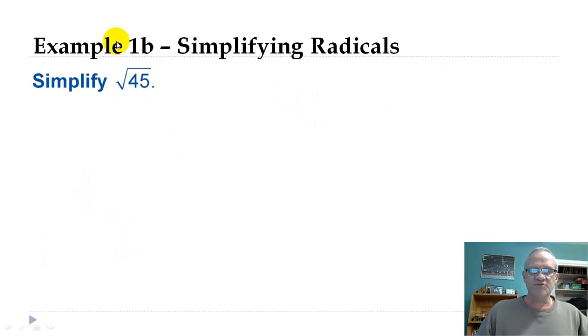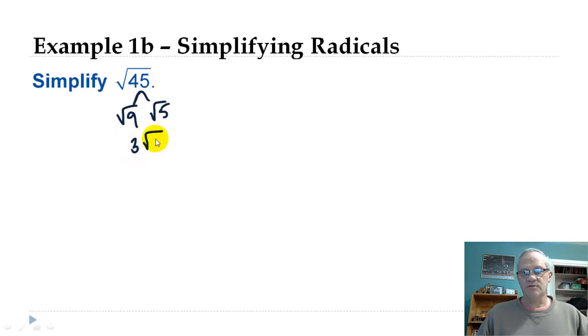Square root of 45. This one, to me, is a little bit more obvious because I think, oh, square root of 45 could be broken down to square root of 9 times 5, which is 45. And now in this case, you go, well, square root of 9, that just breaks down to 3. So you got 3 square root of 5.